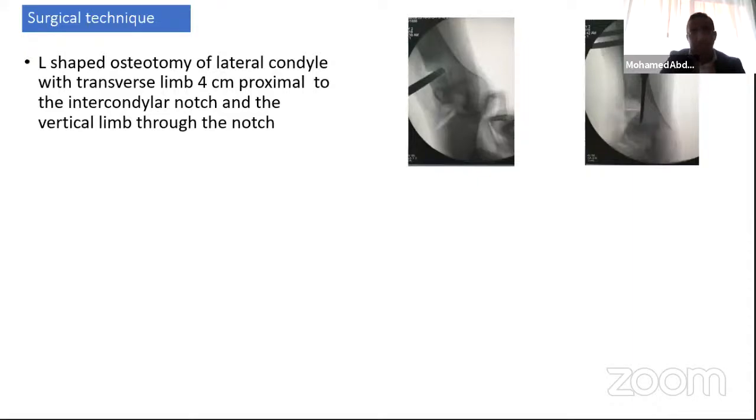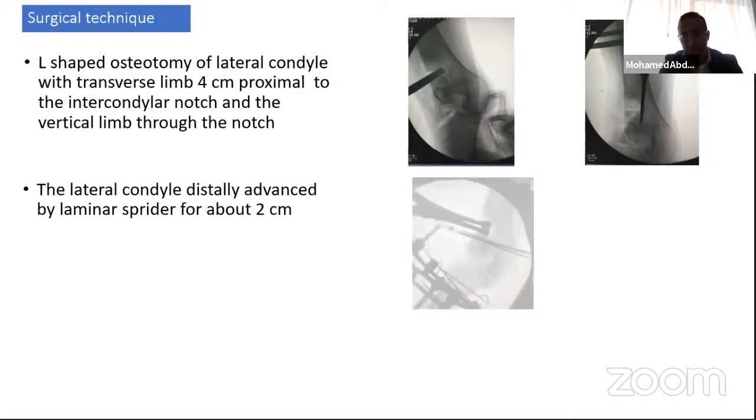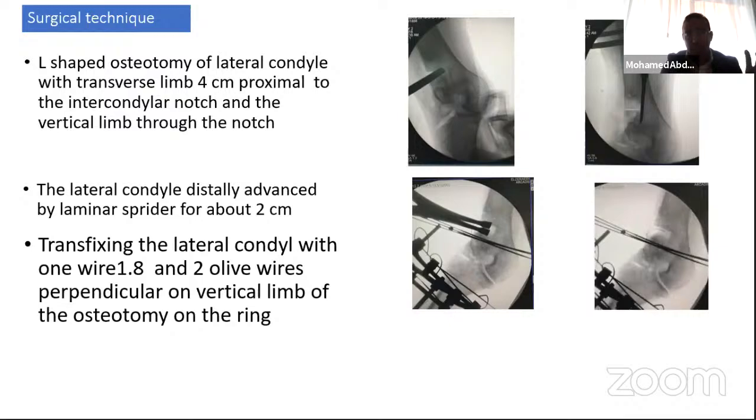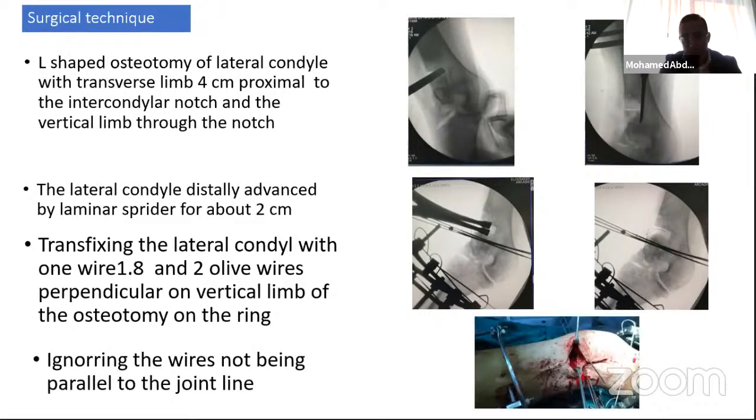Surgical technique: an L-shaped osteotomy of the lateral condyle with the transverse limb 4 cm proximal to the intercondylar notch and the vertical limb through the notch. Then the lateral condyle is distally advanced by laminar spreader for about 2 cm without detaching the soft tissue. Then transfixing the lateral condyle with 1 wire 1.8 and 2 olive wires to do compression perpendicular on the vertical limb of the osteotomy on a ring, ignoring that the wire is not parallel to the joint line.